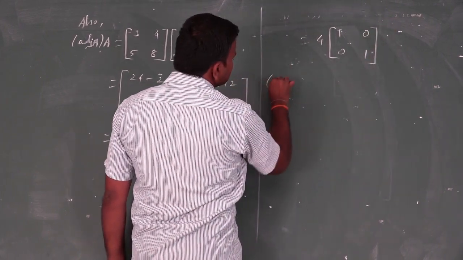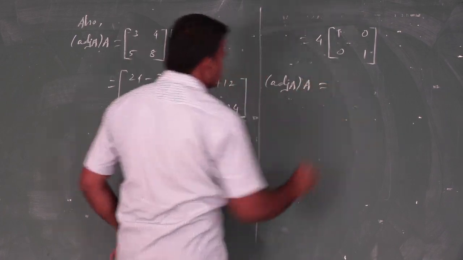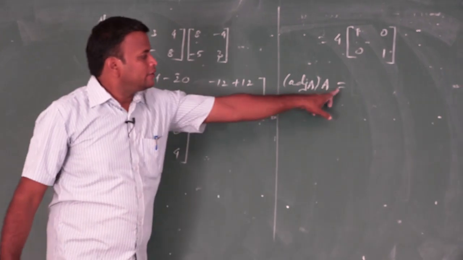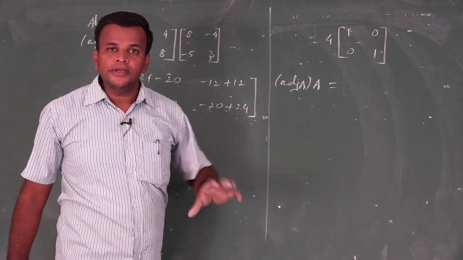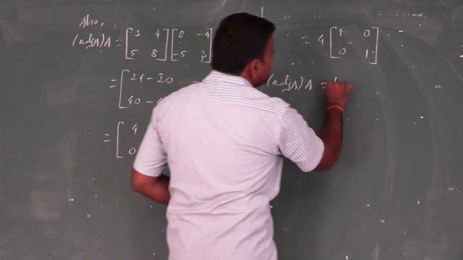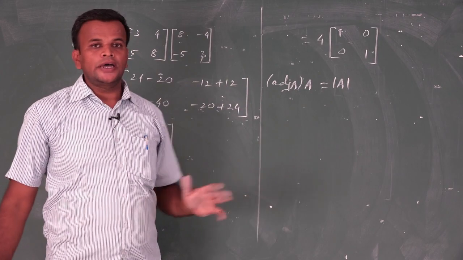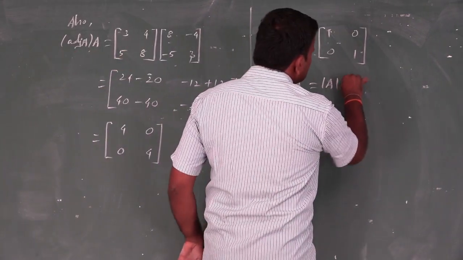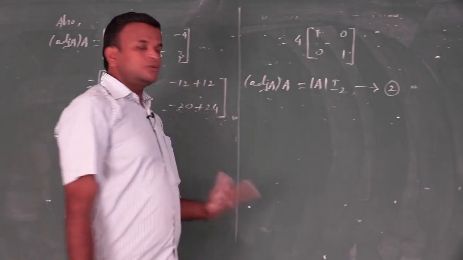So we take adjoint A into A. The product of adjoint A into A has value equal to 4. 4 is the value of the determinant A. So we write determinant A. And 1, 0, 0, 1 is the identity matrix of order 2. So we write I2. I put it as equation 2.